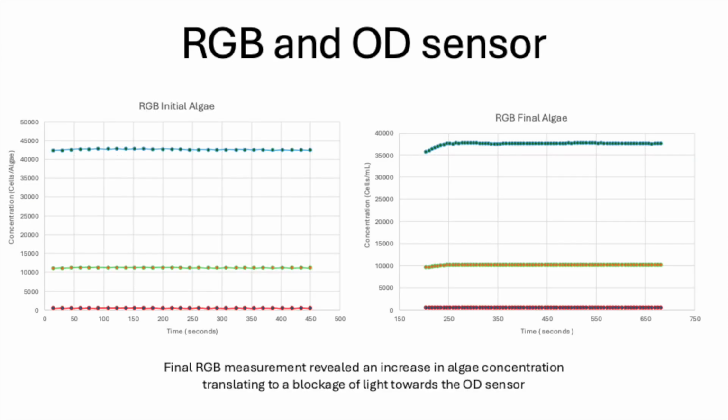OD sensor readings have been taken a day apart. As we are using a blue LED, the RGB sensor detects the blue light the strongest. We observed that the RGB final reading is lower compared to the RGB initial, meaning there's lower light absorbance in the OD sensor, indicating an increase in algae concentration. Both readings are stable, showing fine-tuning of the OD sensor.